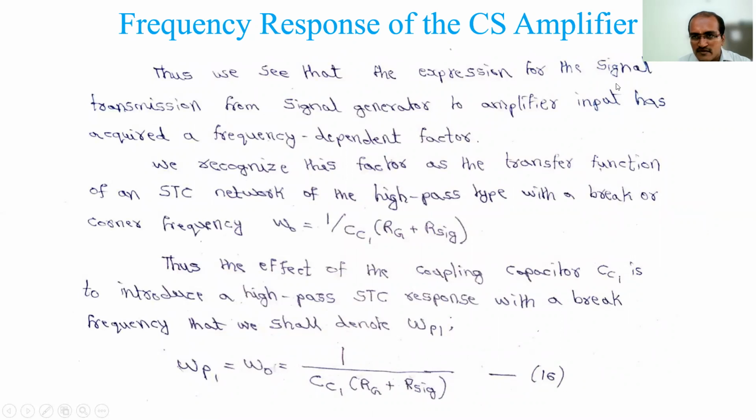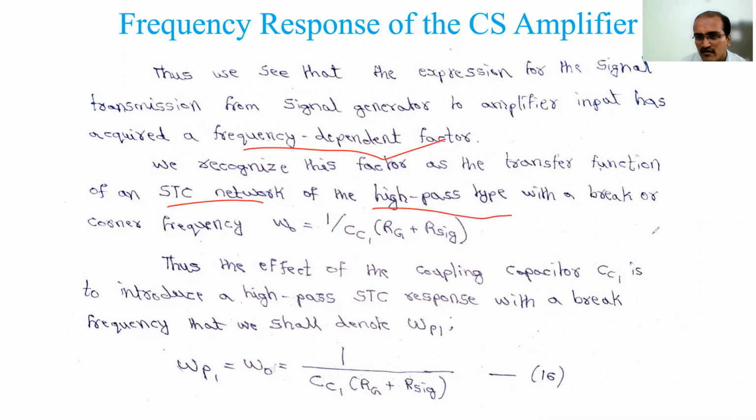Thus we see that the expression for the signal transmission from signal generator to amplifier input has acquired a frequency dependent factor. We recognize this factor as the transfer function of an STC network. STC I have explained previously, single time constant, so it has only a resistor and capacitor combination, of the high pass type with a break or corner frequency. Corner frequency we will show in the response. So it is an STC network of high pass type and it has a corner frequency.